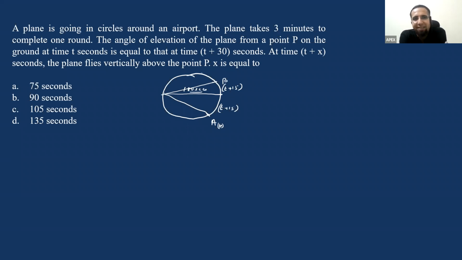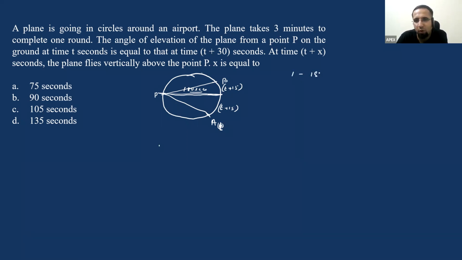Okay. At t plus x, the plane flies vertically above P. Right. So this P is the point from the ground. Okay. You are seeing this P as a point. So I want vertically above P. That means I want from t, I want the plane to be here. I need to understand that if I draw this diameter, the complete time taken by the plane to cover the semicircle is how much, guys?